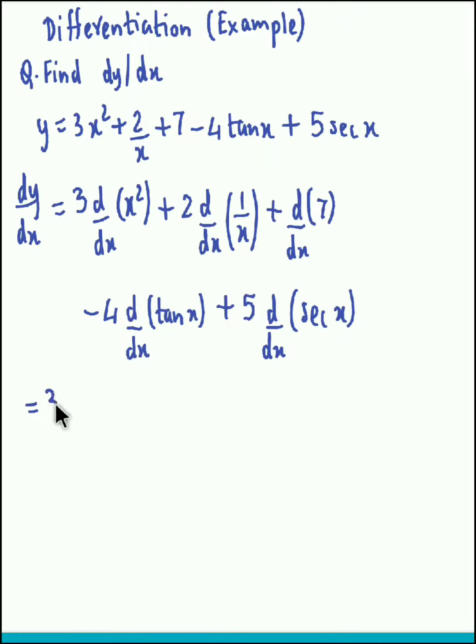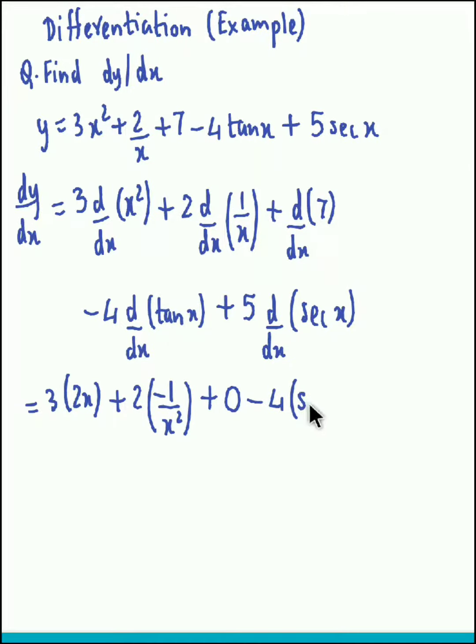So 3 times derivative of x square is 2x, plus 2 times derivative of 1 by x is minus 1 by x square, plus derivative of 7, that's a constant value, so derivative would be 0, minus 4 times, now derivative of tan x is sec square x, plus 5 times, now derivative of sec x is given by sec x into tan x.